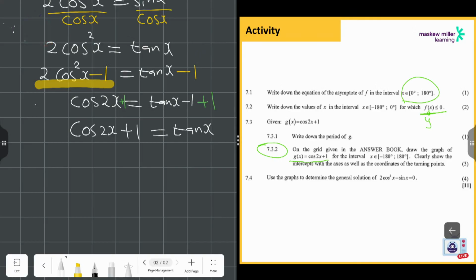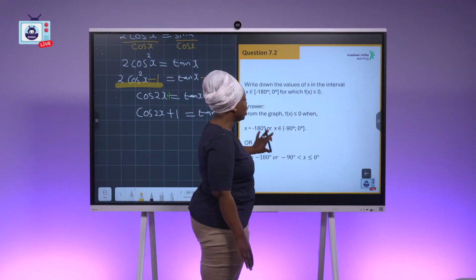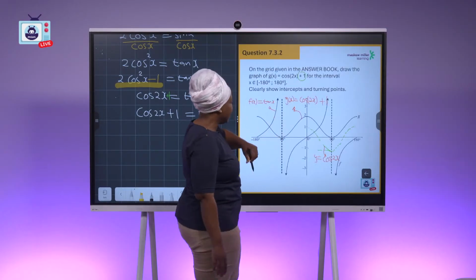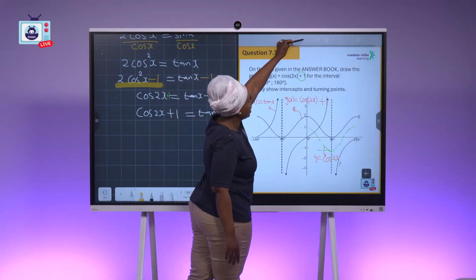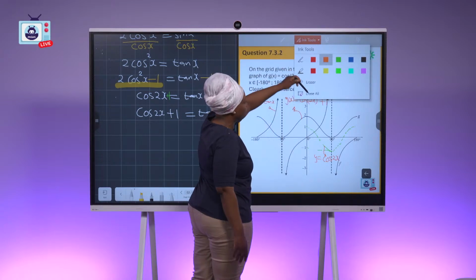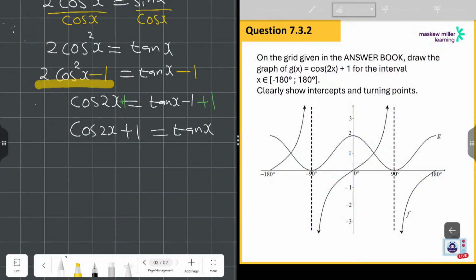So when I'm here, I don't have to worry about anything else. That's why it's 4 marks. I just have to go to the graphs that I have. If you allow me, please, to delete this part so that we can look at the graphs in the new space, right? So there we go. Now we have our graphs.